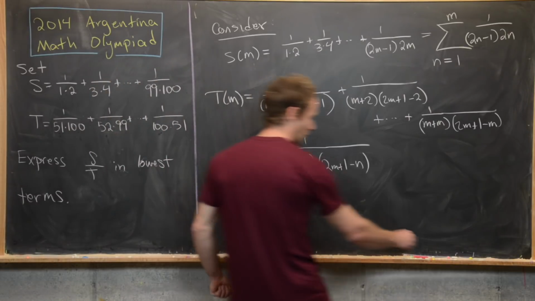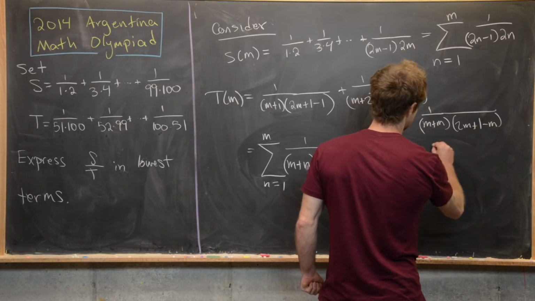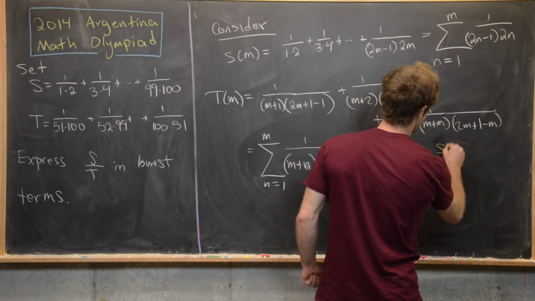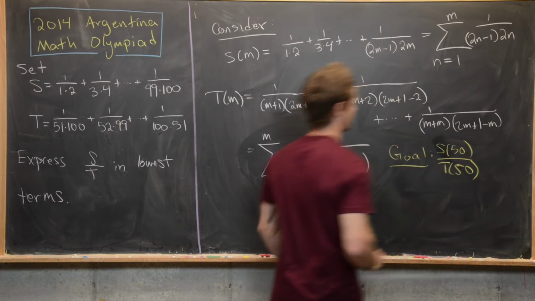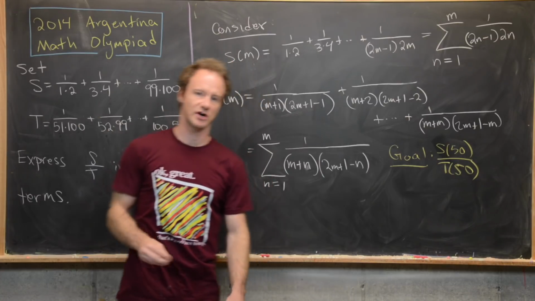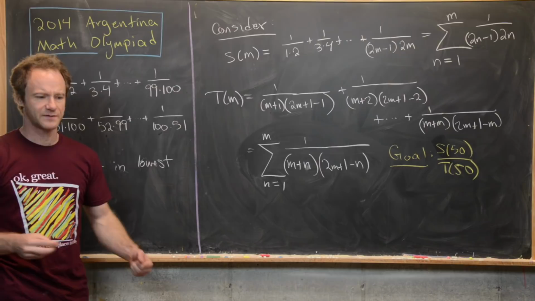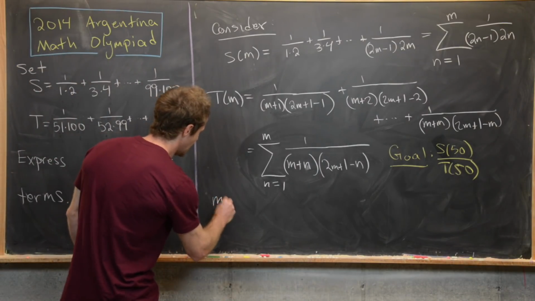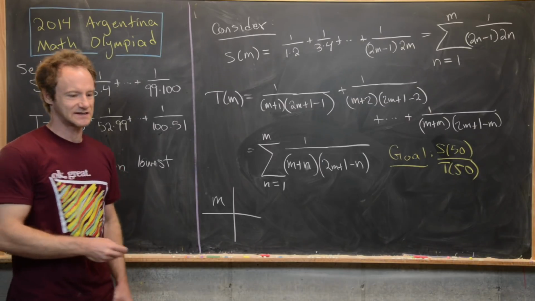So I just want to point out what our goal is at this point. Our goal is to find s of 50 divided by t of 50. If we plug in 50 into each of these, we get the things that we started with. So I'm going to go ahead and make a chart. I'll let you guys work out all of the arithmetic, but this will give us an idea for how to guess this solution.